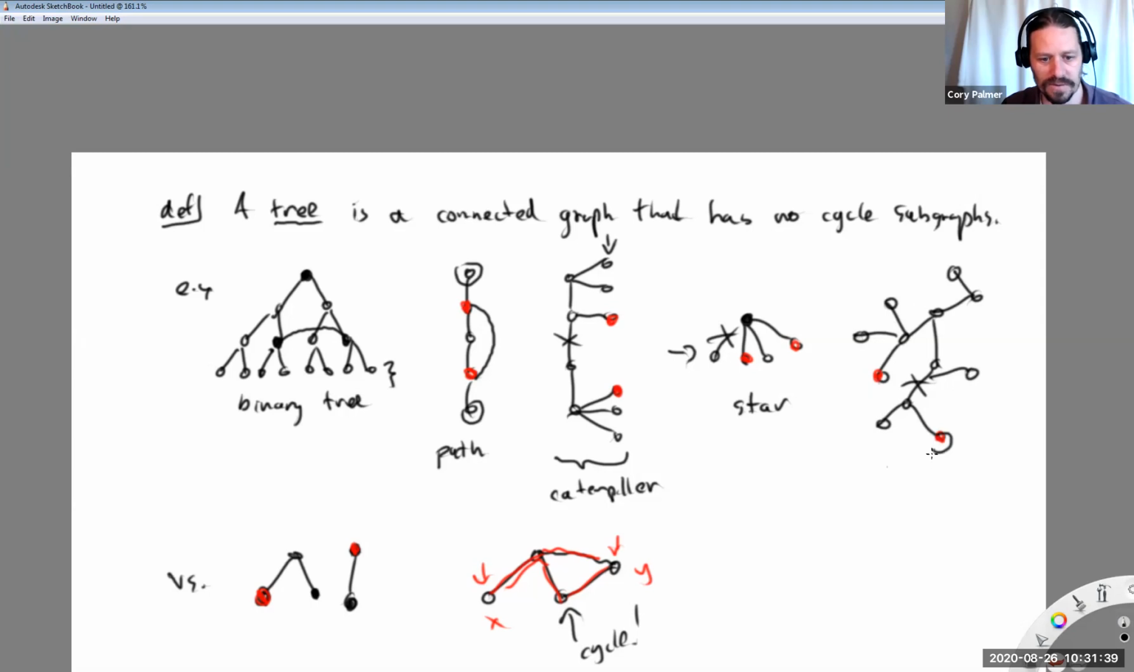Sometimes we call these leaves, right? We like the tree metaphor. So a vertex of degree 1 is a leaf.